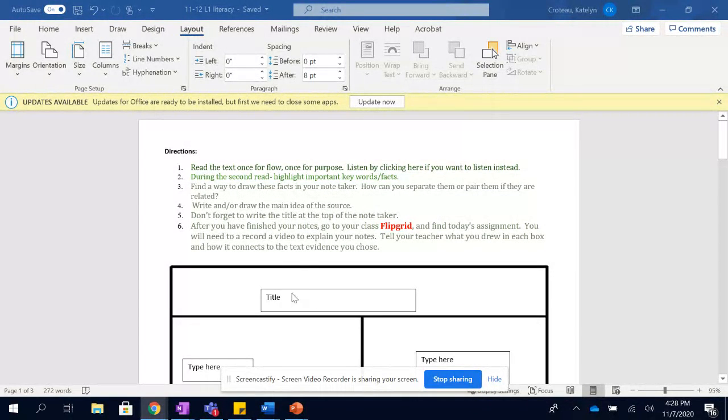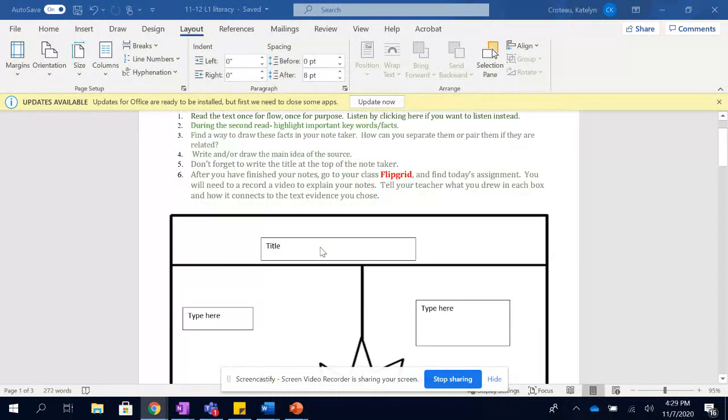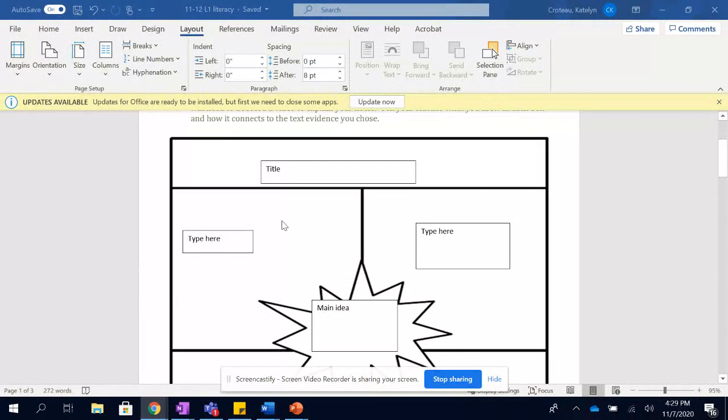You also want to make sure you have the article title at the top. And today is that sixth step, which is different. After you've finished your notes, go to your class Flipgrid and find today's assignment. You will need to record a video to explain your notes. So you want to tell your teacher what you drew in each box and how it connects to the evidence you chose. So, if you draw a picture here, your teacher is not going to see that picture in your video unless you used a piece of paper, then you can share it and show it that way.